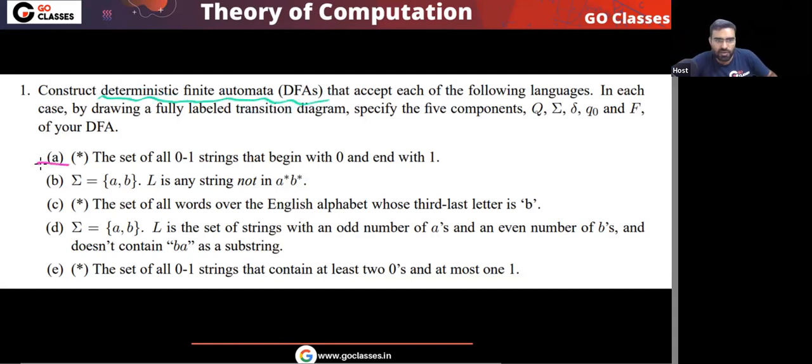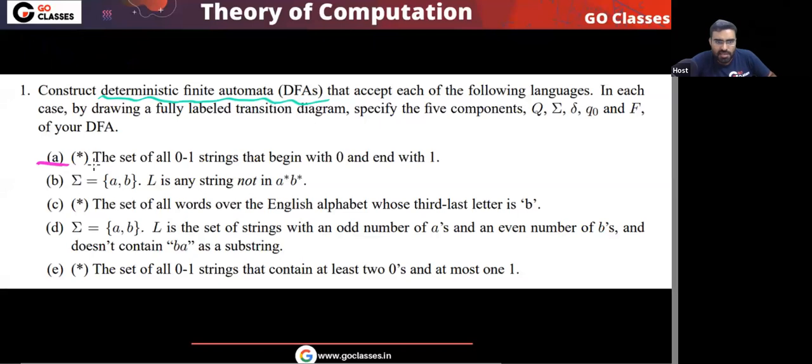So let's see the first one. The set of all 0, 1 strings that begin with 0 and end with 1. So let's create the DFA for this language. Tell me what is the regular expression. Can anyone give me the regular expression? This is what we want. You should begin with 0. Then anything can come.